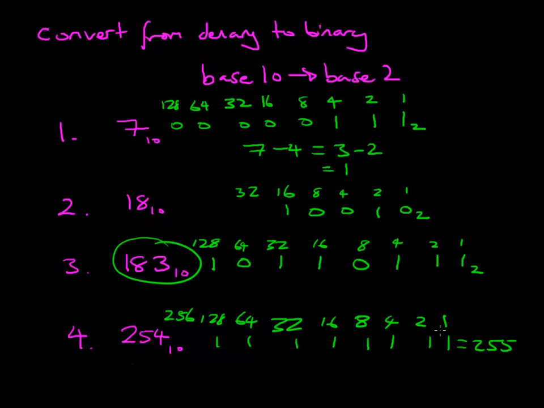So if we take 1 away from 255, in other words, if we take this 1 here away, we will get 254. So it's 1, 1, 1, 1, 1, 1, 1, 0 will be 254. And if you don't believe that, or if you got confused as to how that works, just try doing it the method we did in 3, and you'll see that we come out with 254 there.